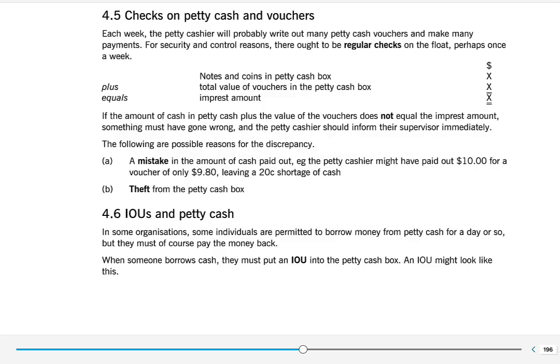Check if any receipts are missing. Check if the cash was given to the correct person. Check if the amount was authorized correctly. If the problem is theft, then strong action will be needed.